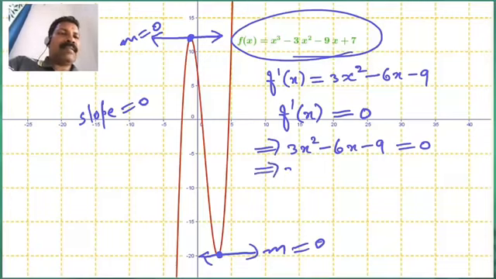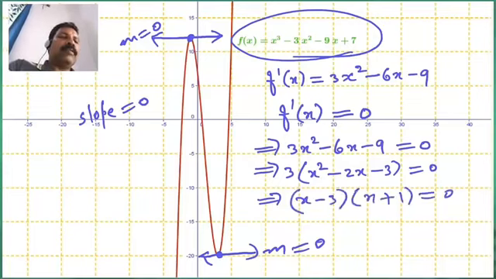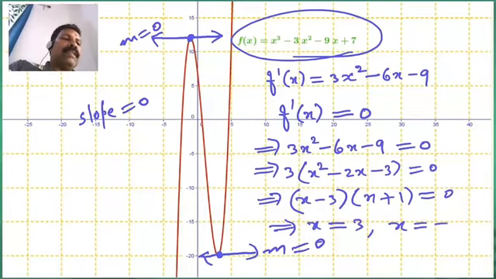You can simplify it by taking 3 as a common factor outside, that is x squared minus 2x minus 3 is equal to 0. Which implies (x minus 3)(x plus 1) is equal to 0. Which gives you the x coordinates as 3 and -1 at those points. So clearly from the graph, here the x coordinate will be 3 and here the x coordinate will be -1.